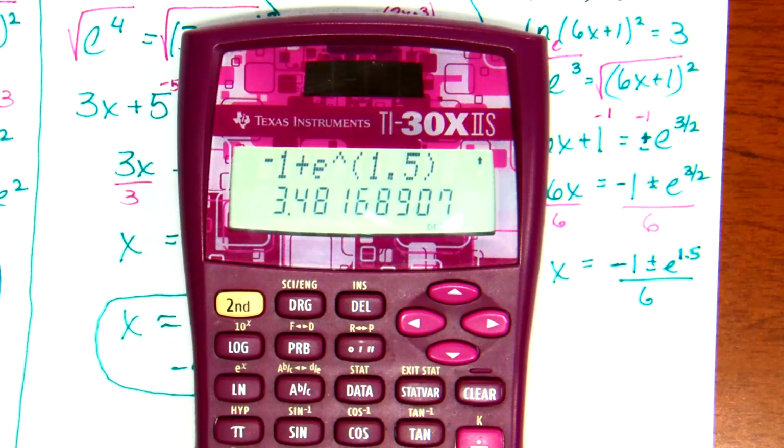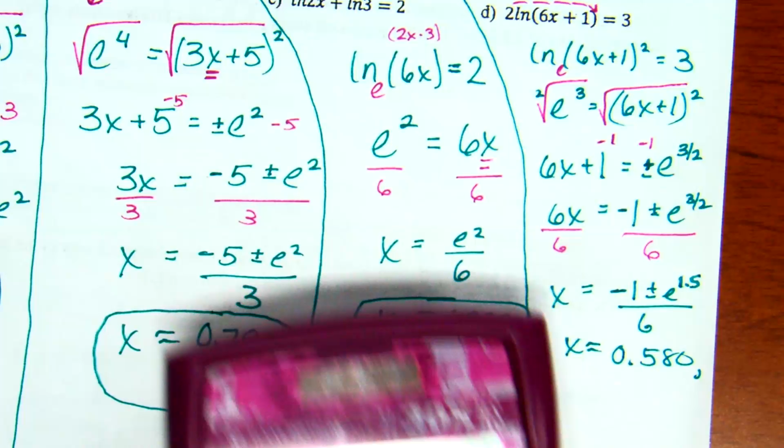I thought my recording had froze up, but it didn't. Okay, I'm going to take that number and I'm going to divide by 6. So one of my possible answers is 0.580. So x is approximately 0.580.